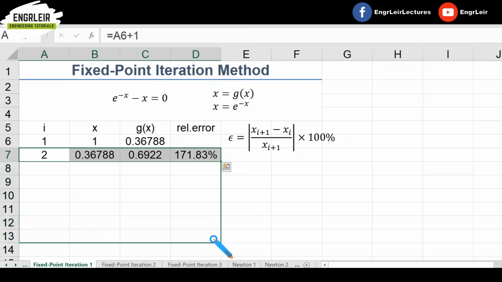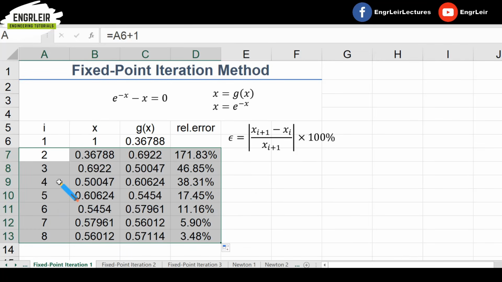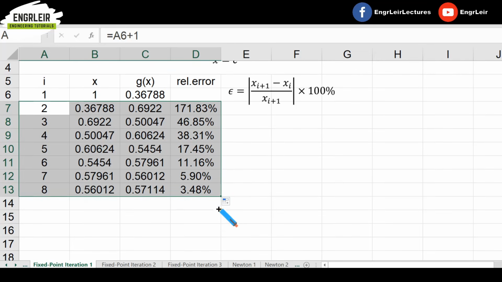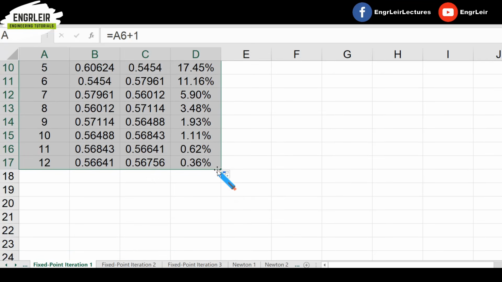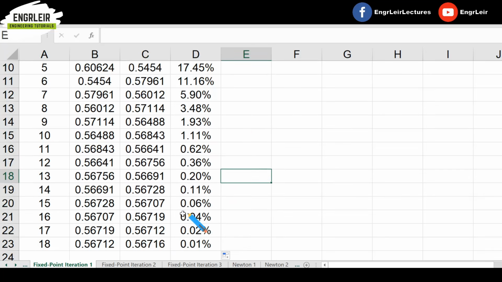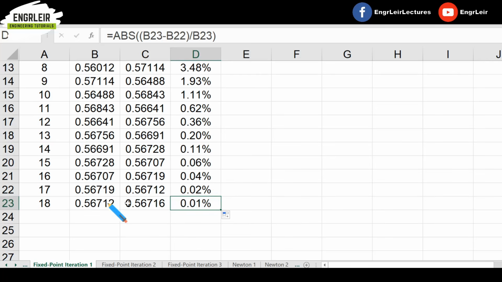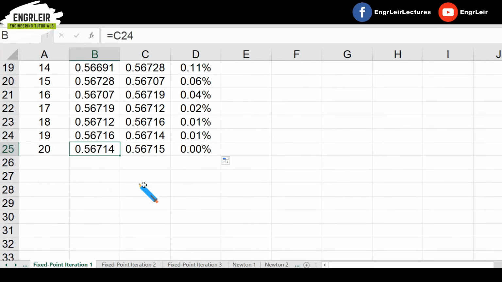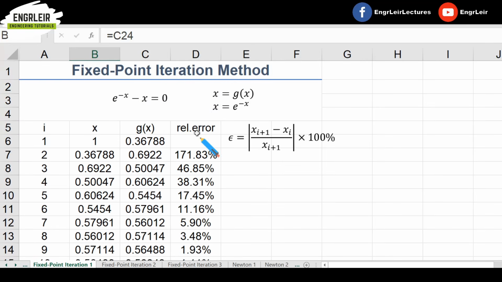Ganun. And then I will drag this down at makikita mo, habang dumadami yung iterations, bumababa yung relative error up to a point na halos wala ng error. So, after, let's say, 20 iterations, the value of x is 0.56714. So, ganyan gumawa ng fixed point iteration using Excel.